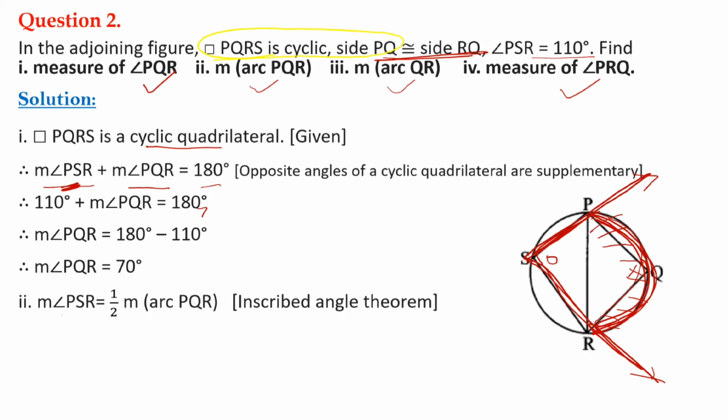Now I know the measure of angle PSR, it's 110 degrees, so we will replace PSR by 110. So 110 equals 1 upon 2 times the measure of arc PQR. Now this 2 will go to this side, so we will get measure of arc PQR equals 110 into 2, that is 220 degrees. Now we have to find out arc QR.